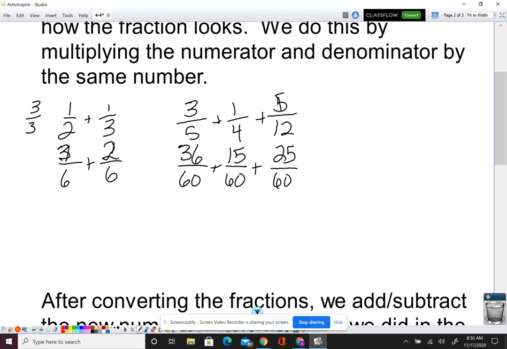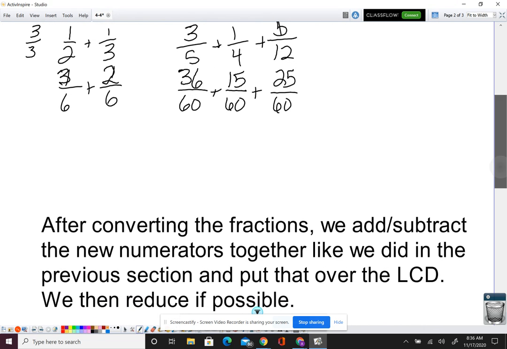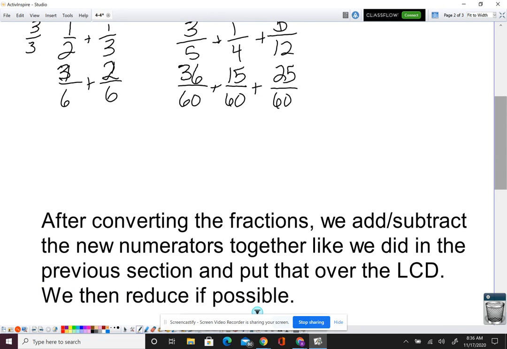Now, after we convert, what do we do? We add them together just like we did in the previous section and reduce it down if possible. So 3/6 plus 2/6 is 5/6. Does that reduce down? Nope. So that's our answer. We look at these numerators. I'm going to add 15 and 25 first to get 40. And then 40 plus 36 is 76 over 60.